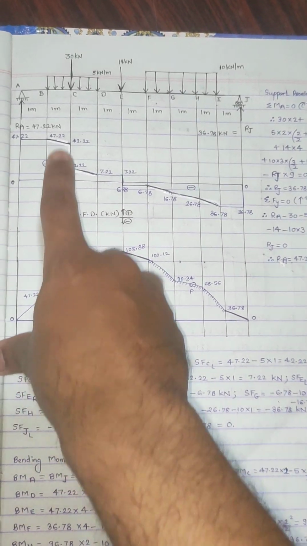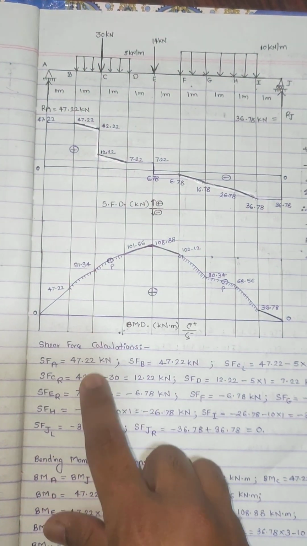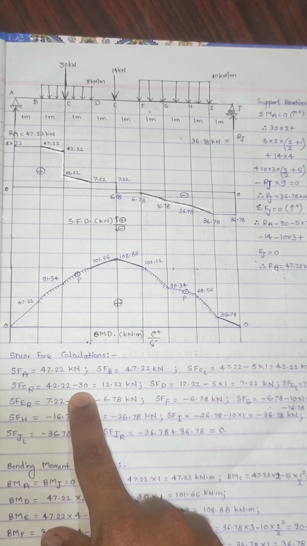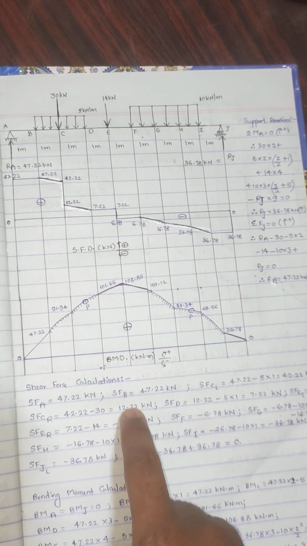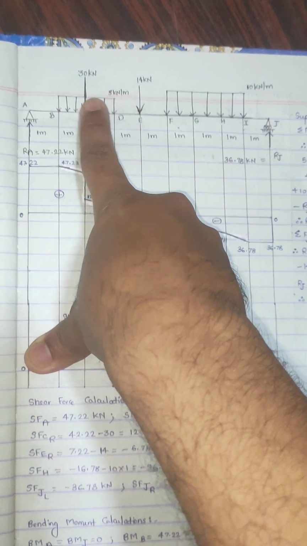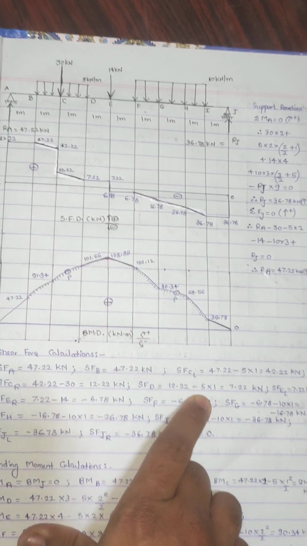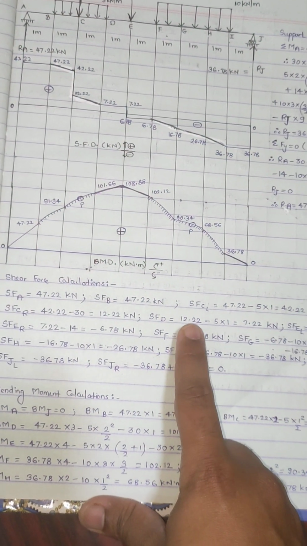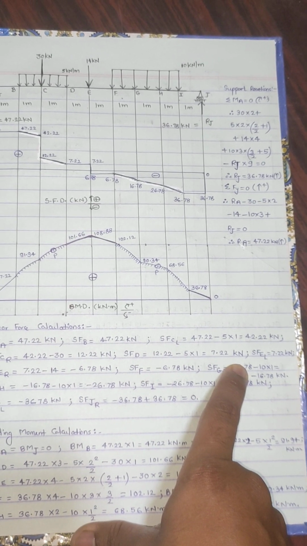Then as soon as I cross this point, we come across this 30 kilonewton load which is downwards, so from that 42.22 answer which we got here, we have to copy and subtract 30. So we get it as 12.22 kilonewtons. Now once I reach point D, this half UDL is remaining of 5 into 1 meter length. So 12.22 minus 5 into 1, that is 7.22 kilonewton.